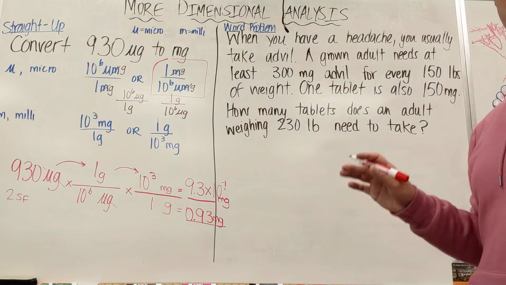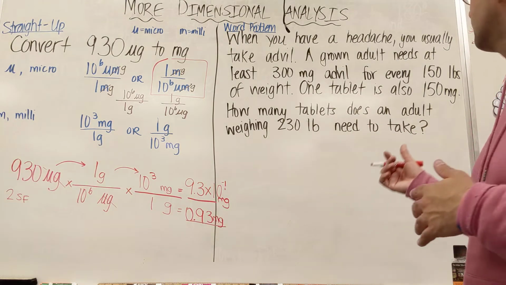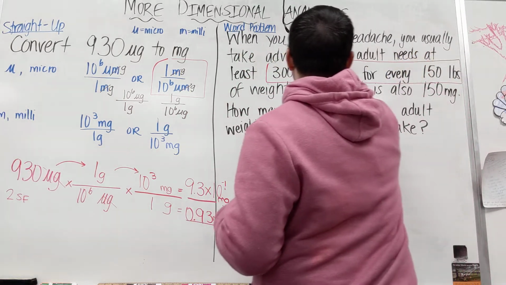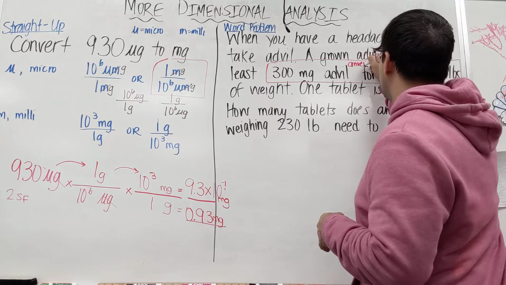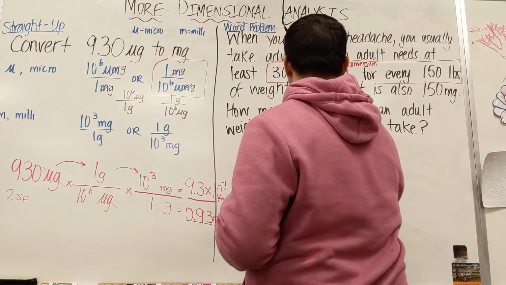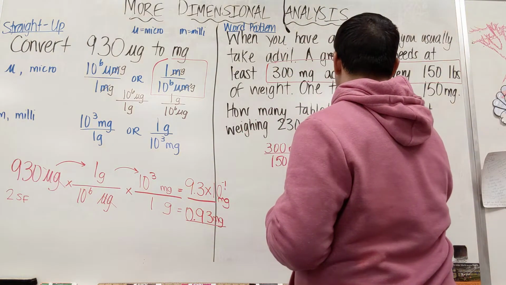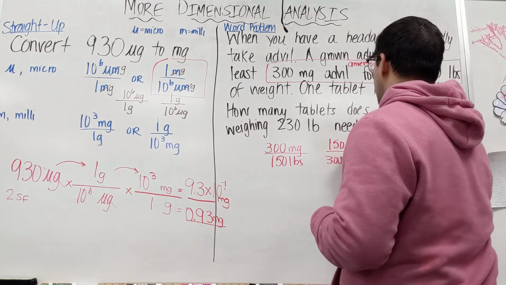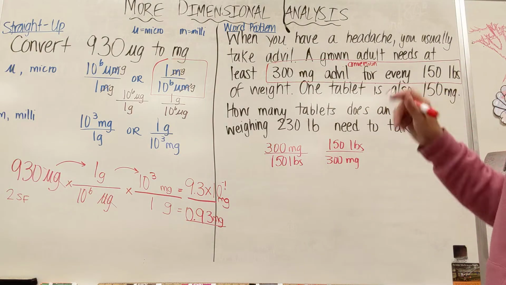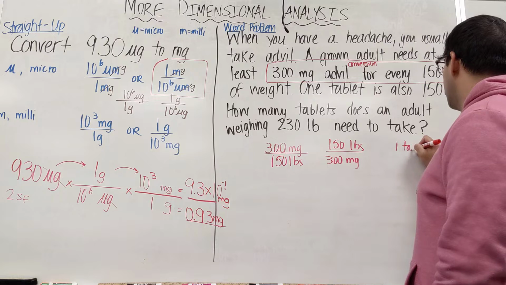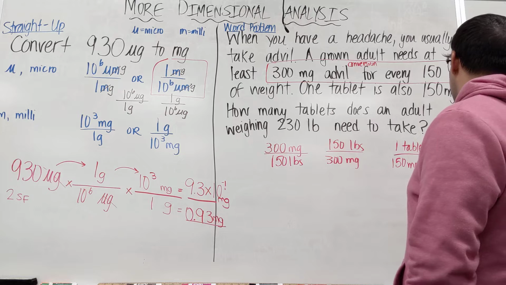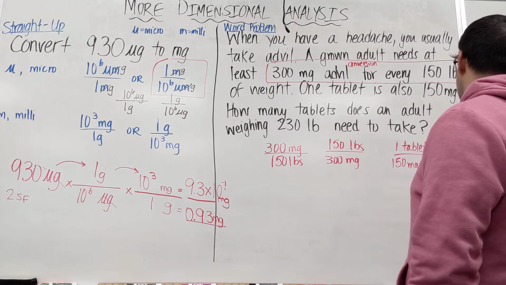In reading this, let me find conversions and let me find what's given to me. I have a conversion here: there are 300 milligrams for every 150 pounds. I'll write that down as 300 milligrams for every 150 pounds, or 150 pounds for every 300 milligrams. These are conversions I have. And 1 tablet is also 150 milligrams, so 1 tablet over 150 milligrams of the Advil, or 150 milligrams over 1 tablet.